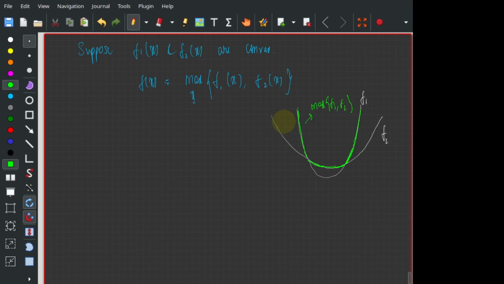But is this true in general? Or is it possible to construct f1 and f2 for which the maximum is not convex? Yes, any guesses? A parabola that starts from beyond the center of the first parabola. Beyond the center. Okay, so basically you have some, so this is your f1. Are you talking about this, your f2? Okay, this is still convex, right? Okay, so the claim is that this is always convex.